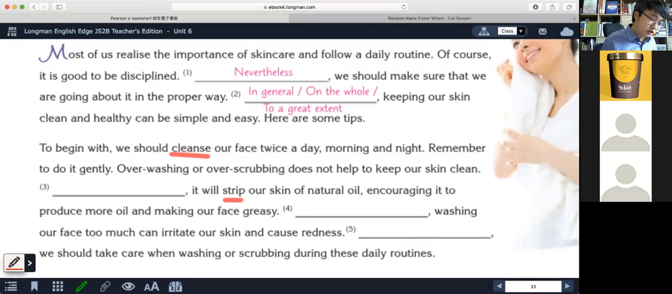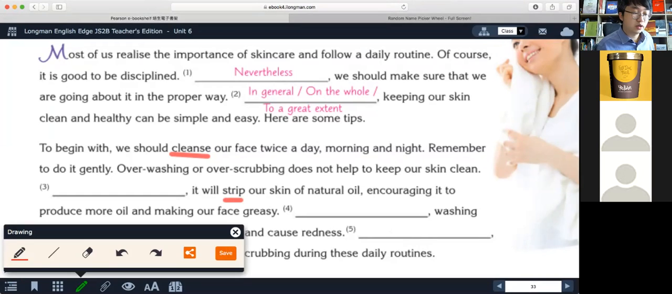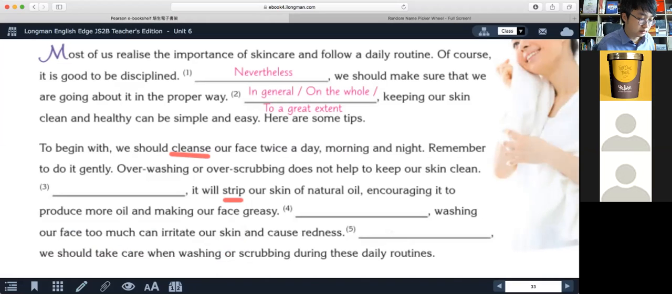In addition, stop, Jason. All right, follow me. This one is cleanse, with the Z. Cleanse. It means wash, 清洗. So what about this? This is strip.